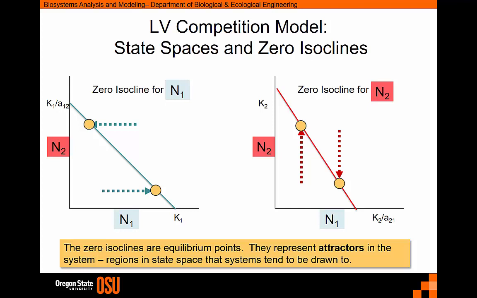These two graphs illustrate what happens to a population when it is below or above its zero isocline, but they only account for one isocline at a time. Next, we will look at both species' zero isoclines together and illustrate the possible outcomes of interspecific competition depending on where each species' isocline lies in relationship to the other.